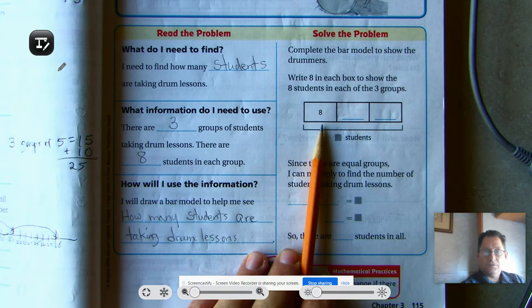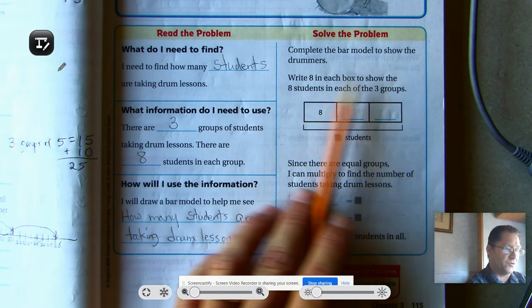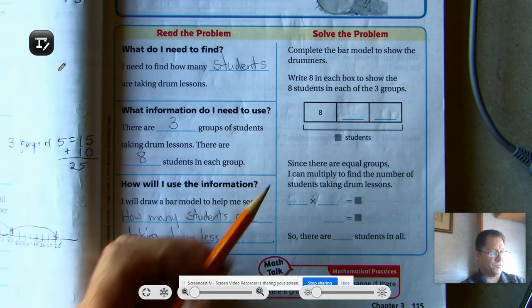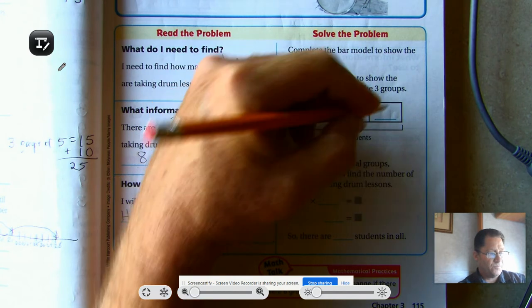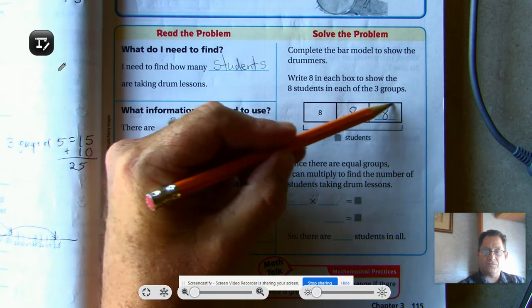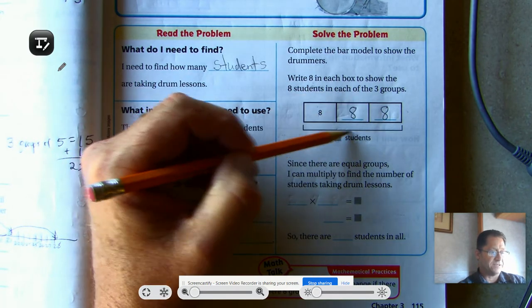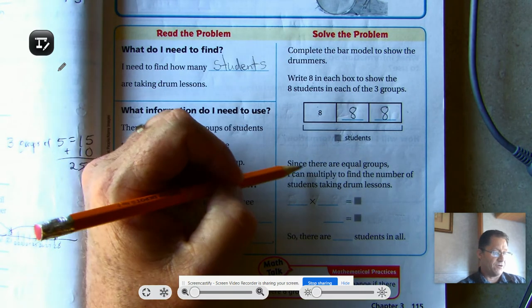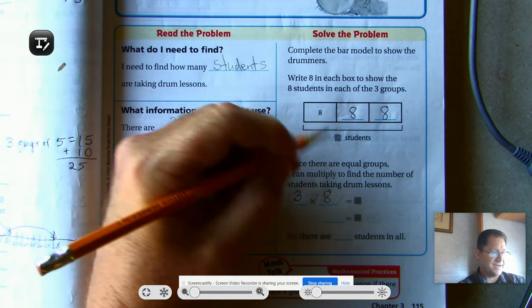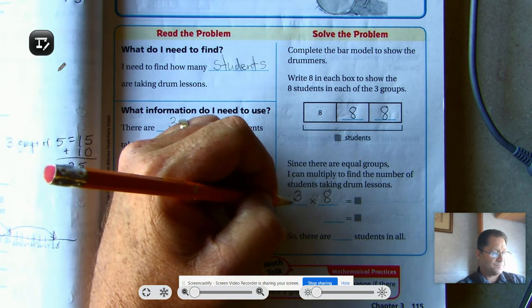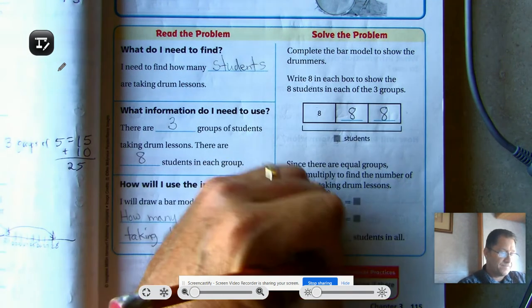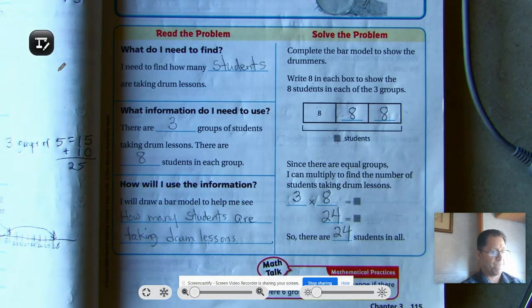So here is the bar model, and it says complete the bar model to show the drummers. We're going to write 8 in each box to show the 8 students in each of the 3 groups. There was 8 students in one group, 8 in another group, 8 in another group. If we combine all of those 3 groups, that'll give us the total number of students. Since there are equal groups, you can multiply. You can take the 3 groups, multiply by 8, and 3 times 8 is 24. So there are 24 students in all.